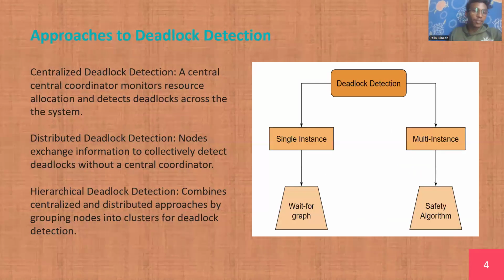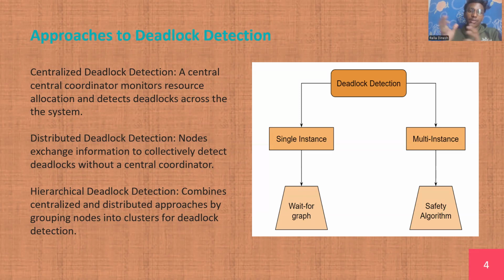Now the approaches to deadlock detection. Centralized deadlock detection: a centralized coordinator monitors resource allocation and detects deadlock across the system. Distributed deadlock detection: nodes exchange information to collectively detect deadlock without a central coordinator. Hierarchical deadlock detection: these are the three types of deadlock detection. It is a combination of centralized and distributed approaches, grouping the nodes into clusters for deadlock detection.